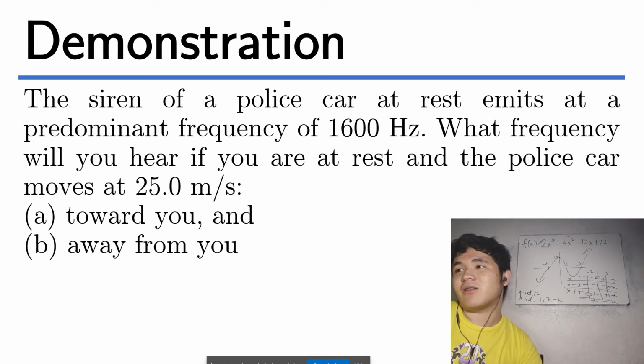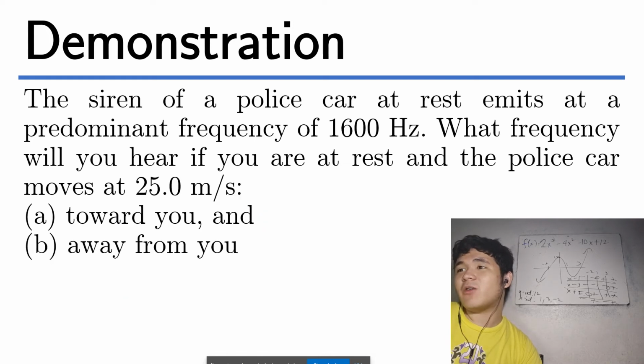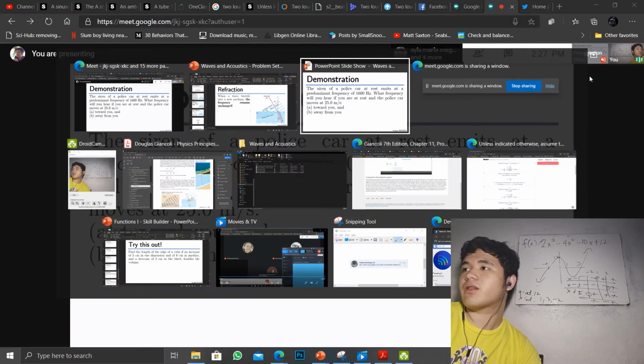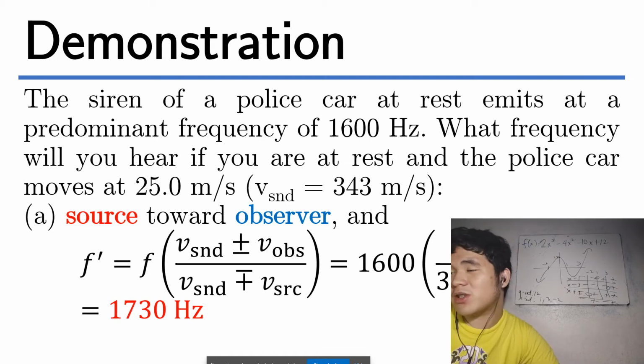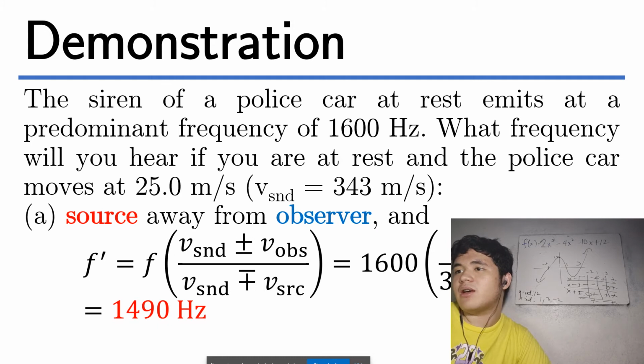So, what do I mean? Example, ito. Toward me. Ako yung observer. Yung policeman yung source, di ba? So, moving on. Source towards observer, which is me. Pupunta sa akin. So, dapat lumaki yung frequency. So, dapat bawasan ko to. Ayan, minus. Or you can use yung sign conventions kanina, no? Pareho nang lalabas. 1,730. And B, source away from observer.